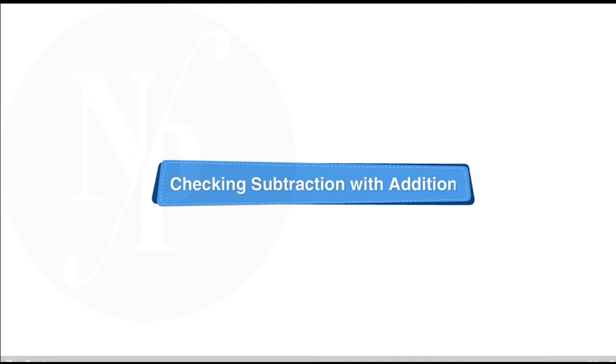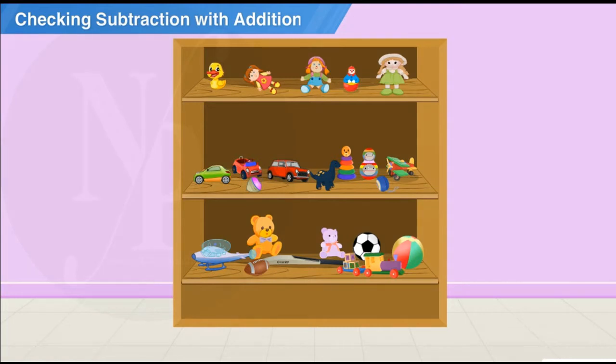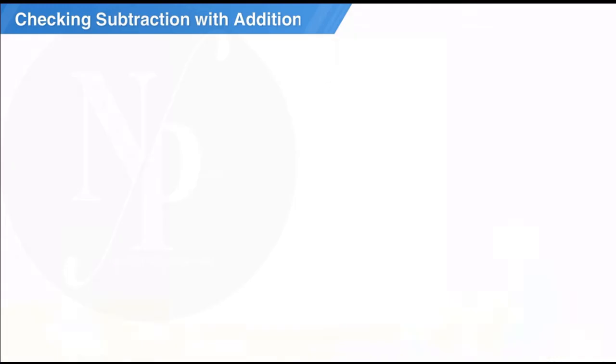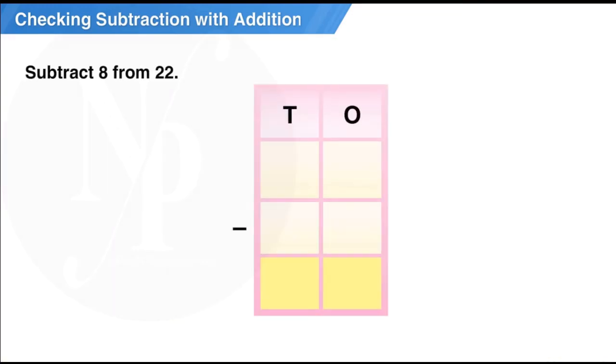Checking subtraction with addition. The toy shelf in Ria's room has 22 toys. Ria and Mayank took 8 toys from the shelf. Let us see how many toys are left in the shelf. To find the number of toys left in the shelf, we should subtract 8 from 22. Let us write 22 and 8 vertically and subtract.